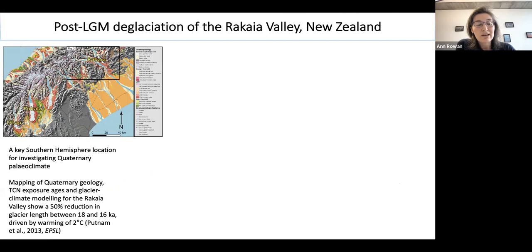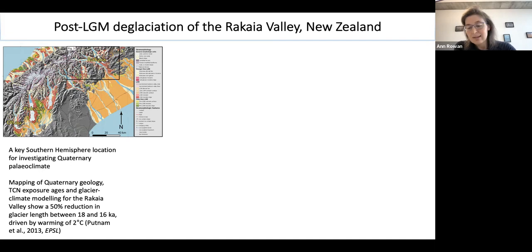So this is a paper by Aaron Putnam and colleagues looking at the deglaciation of the Rakaia Valley in the central Southern Alps of New Zealand. So the Rakaia is just here. This is the centre of South Island. And this is a really key Southern Hemisphere location for investigating Quaternary paleoclimate. New Zealand is one of the few land masses in the temperate mid-latitudes of the Southern Hemisphere. The Southern Alps were extensively glaciated during the Quaternary, and there's a really rich geomorphological record of past glacier change here. So it's potentially really, really useful.